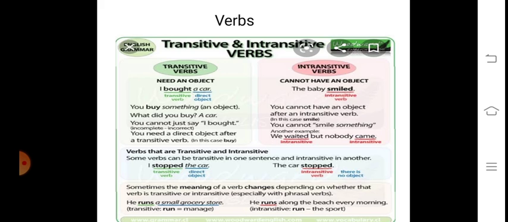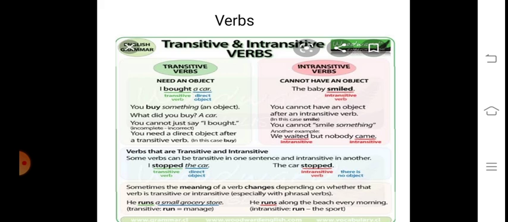Verbs are of the intransitive type also. So, when a verb does not have an object, it cannot have an object, then they are called intransitive verbs. See the example. You cannot have an object after an intransitive verb. You cannot smile something. We wanted but nobody came. So here no object is required to complete its meaning.